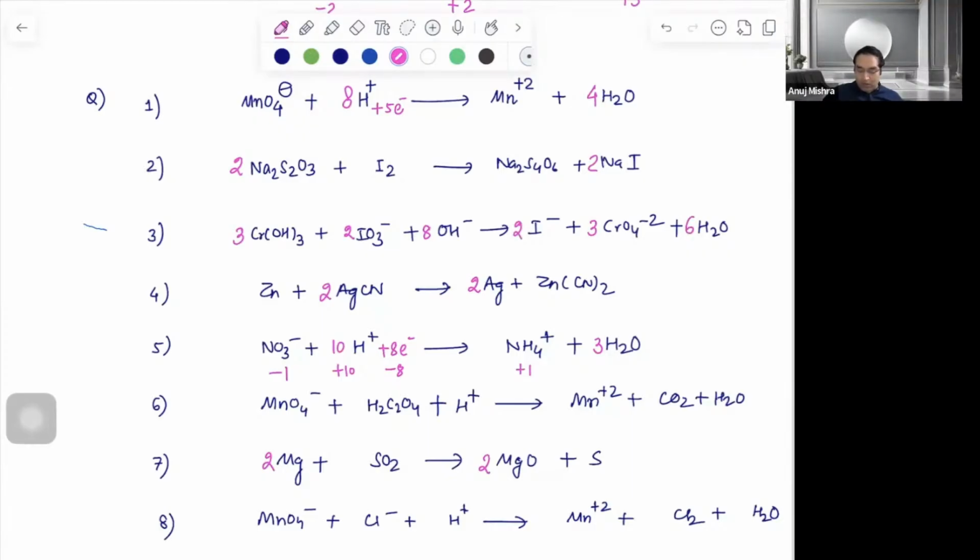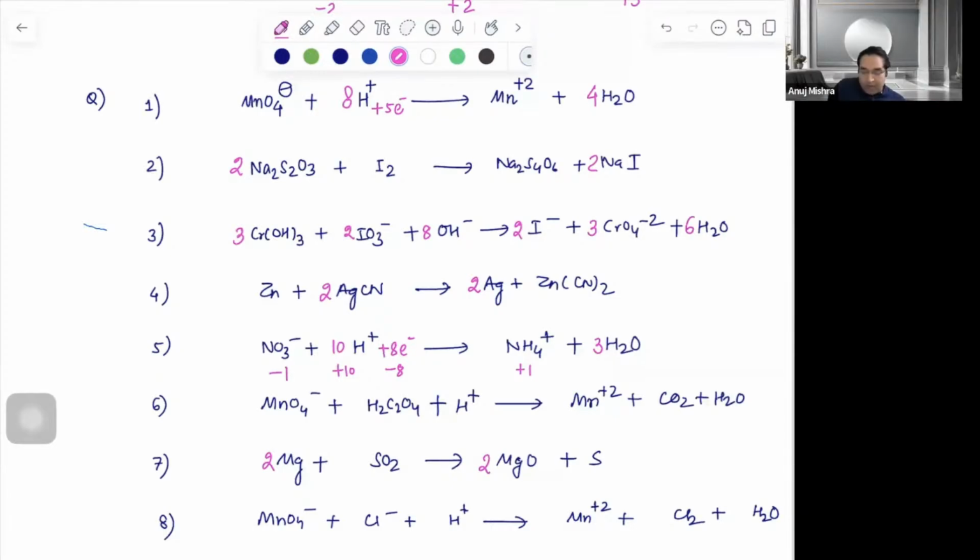Chromium is balanced. Let us check oxygen. 9 plus 6, 15, 8, 23, 12 plus 6, 18. Check oxygen, please. I don't see it is balanced. Sir, can I answer? Sir, it's Chinmay, check oxygen. 3 electrons plus 2 Cr(OH)3 plus IO3 minus plus OH minus gives I minus plus 2 CrO4 2 minus plus 2 H2O.